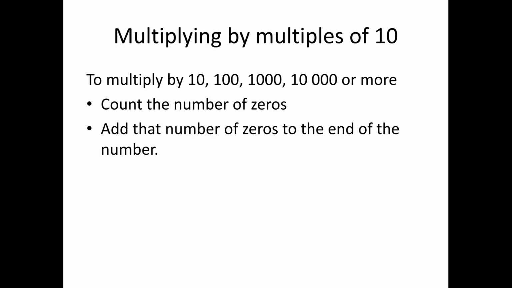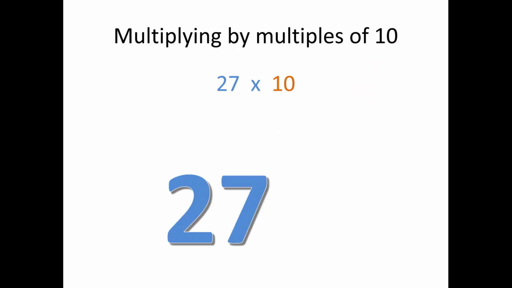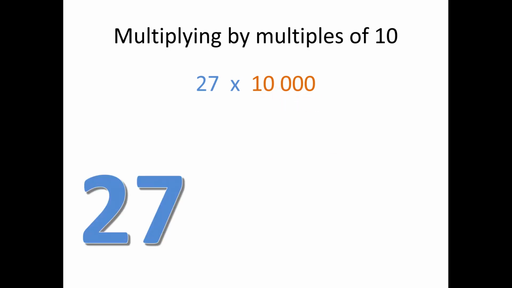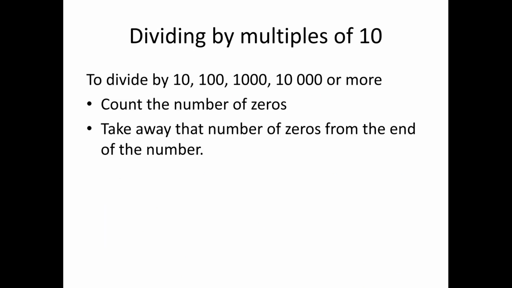To multiply by 10, 100, 1,000, 10,000 or more, I count the number of zeros and I add that number of zeros to the end of the number. So 27 times 10. In 10, there is 1 zero, so I will simply add 1 zero to 27, giving an answer of 270. If I do 27 times 10,000, there's now 1, 2, 3, 4 zeros. So I will add 4 zeros to 27, giving the answer 270,000.